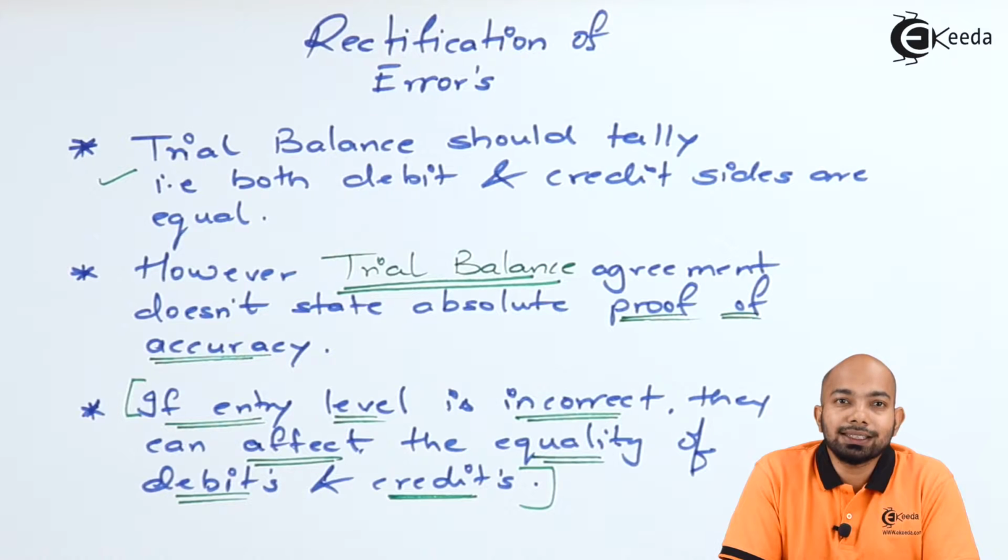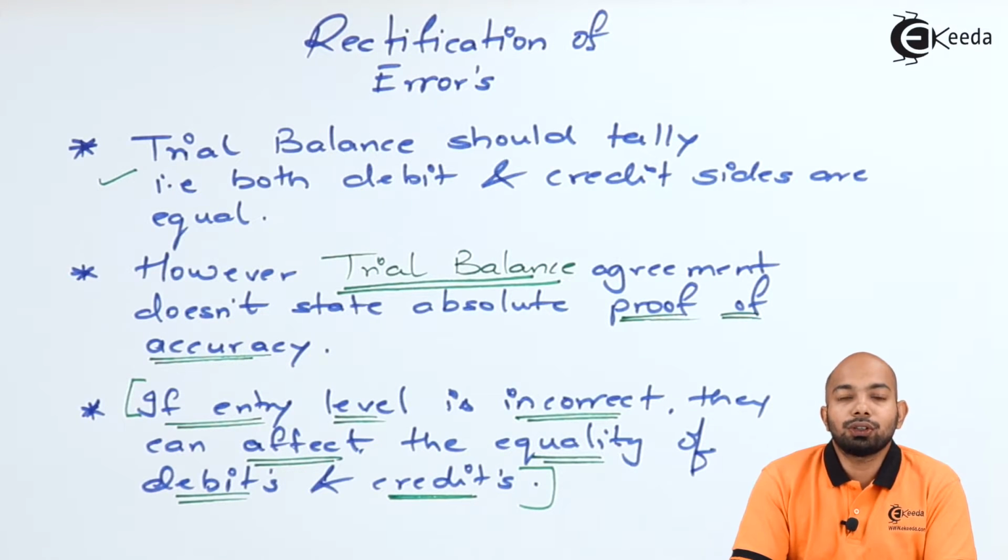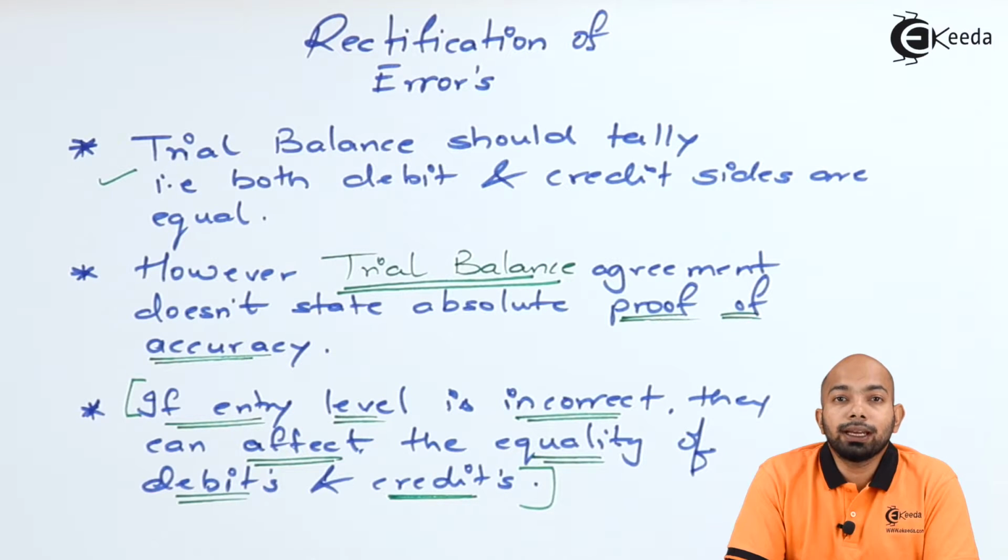However, if the entry level is incorrect, the reasons are going to be based on the preparation of accounting statements, which are journal entries and ledger. So if these are incorrect, the trial balance will show incorrect balances and vice versa. Let's go on to the next statement and see what the common errors are when it comes to preparation of the trial balance and rectification of errors in journal, ledger and trial balance. Let's go ahead and see that.